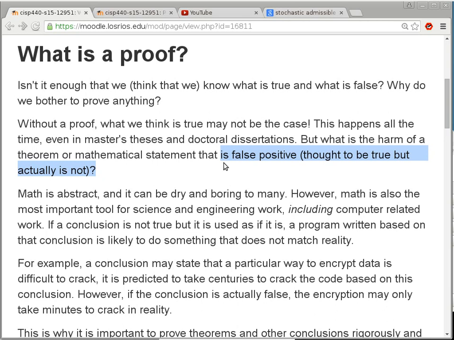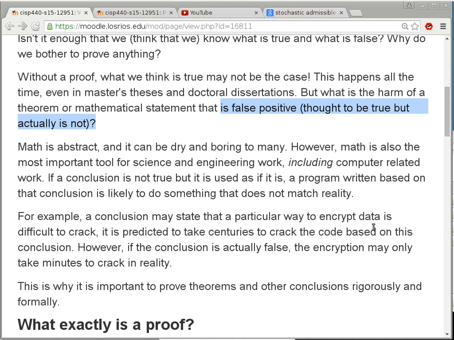What happens if everything's based on something that's false? Exactly. Then everything that is built on top of the false statement is also false. Yes. But how do you know it's false? So I have one example here that has everything to do with what is considered hot today, popular, or what people talk about in industry a lot. So a conclusion that may state that a particular way to encrypt data is difficult to crack.